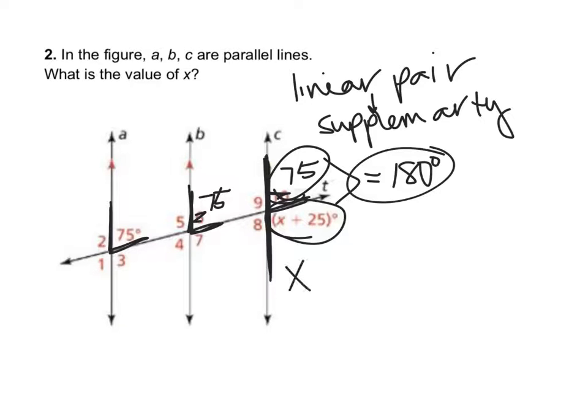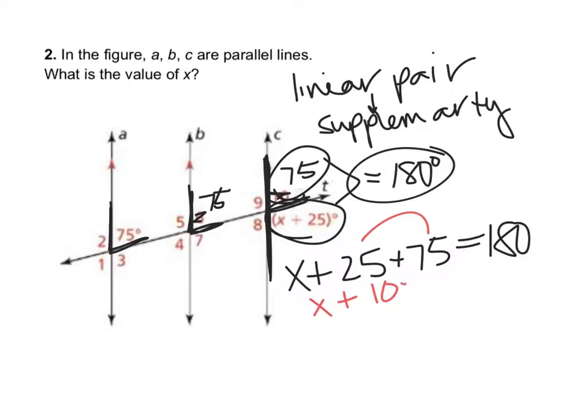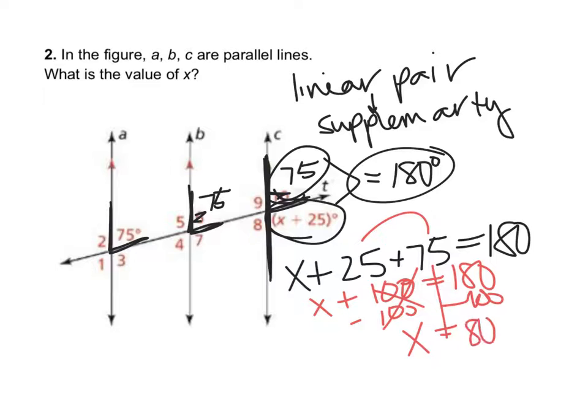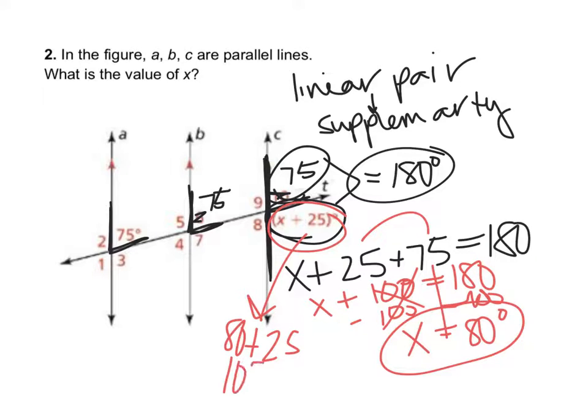So our equation would be x plus 25 plus 75 equals 180 degrees. We're going to combine what we can, so we get x plus 100 equals 180. We're going to subtract 100 on both sides, and we find that x is equal to 80. So the value of x would be 80 degrees. The value of this angle, so if we do 80 plus 25, would get us to 105 degrees.